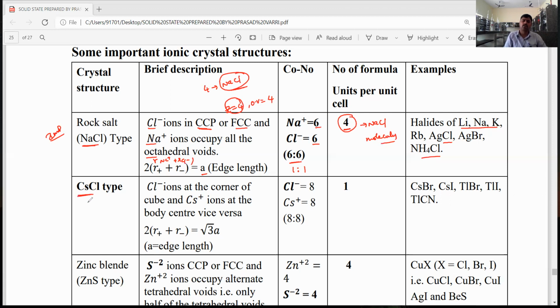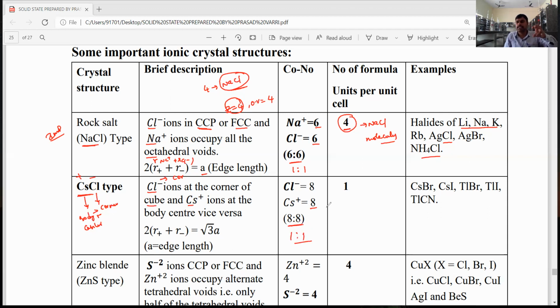Next, the second type is cesium chloride, Cs+ and Cl-. Here the negative ions are present at the corners of the cube, and the Cs+ ion is at the body center, or vice versa. Means if it is at the corner, the positive ion is at the body center, or vice versa, both are mutually exchanged. And here the coordination number: around 1 chloride ion, 8 Cs+ ions exist, and around 1 Cs+ ion, 8 chloride ions exist. So the coordination number is 8:8, which is nothing but 1:1 type only.